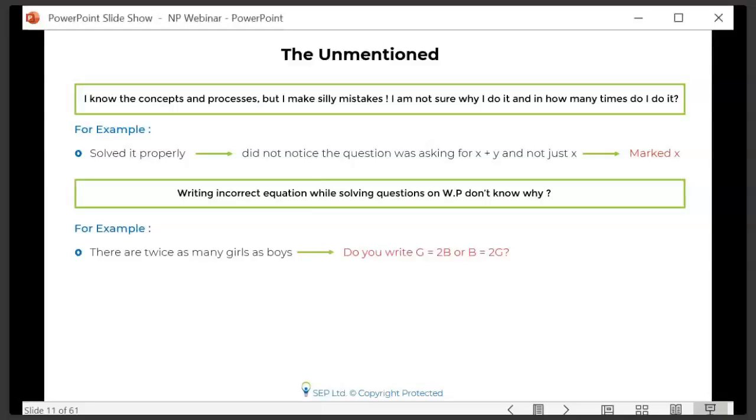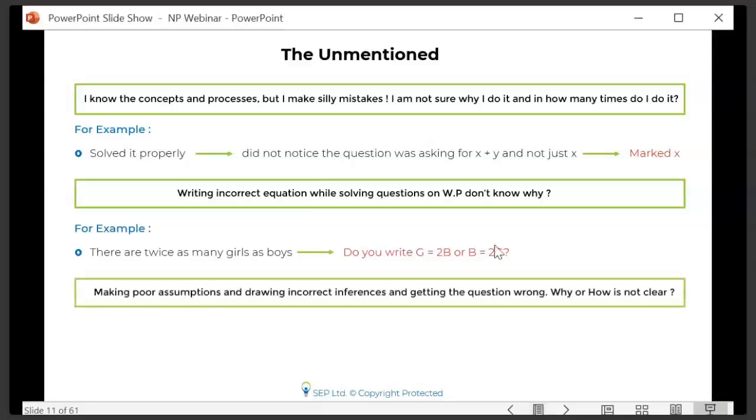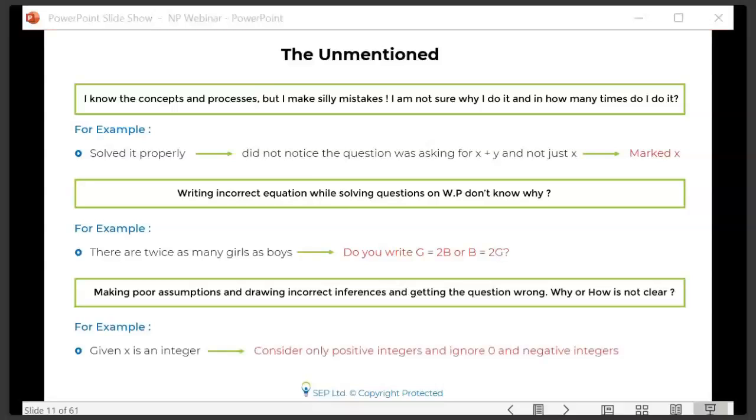Similarly, one of the other problems that you might come across is something like this. You make a wrong assumption. Say, for example, it's given that x is an integer. Now, what happens is our mind is so used to seeing integers, and we are so used to looking at positive integers only, that we end up considering only positive integers and ignoring zero and negative numbers, right? This is something which all of us have faced, and nobody talks about it.